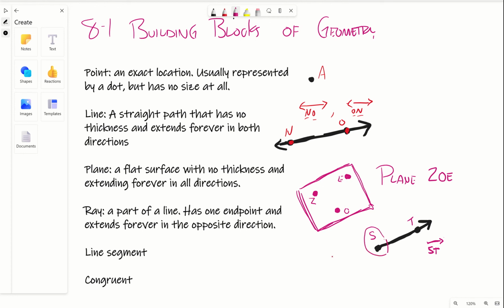The endpoint here, wherever it's stopped and not extending, is the first letter in our ray. That tells us we know it starts at point S, and it's going to go through point T forever and ever. So when you name your ray, make sure you name it with the endpoint first.